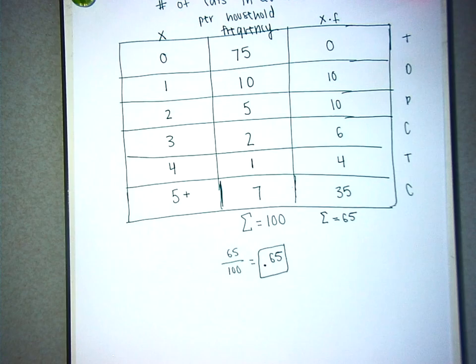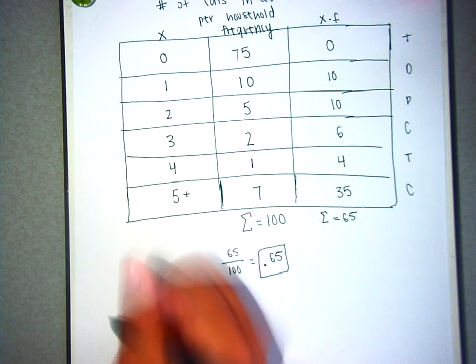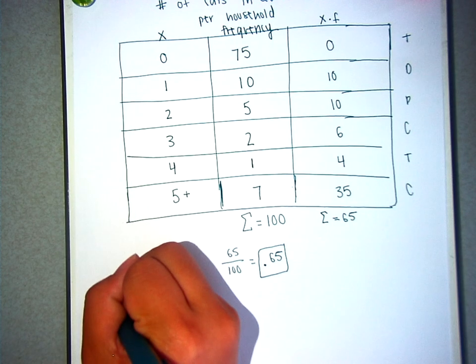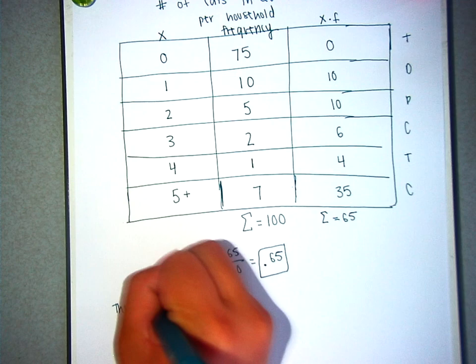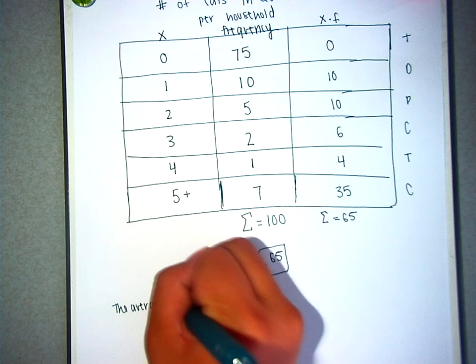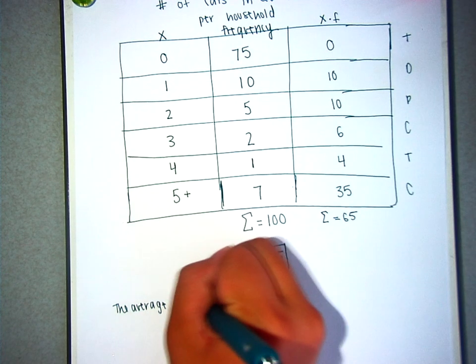So let's talk about what 0.65 means. Casey, tell me what 0.65 means. That is the average number of cats per household in Lewiston, according to Trey. Do you guys think he's right? No. Do you think it's a lot higher or a little higher? A little higher. A little higher, right?